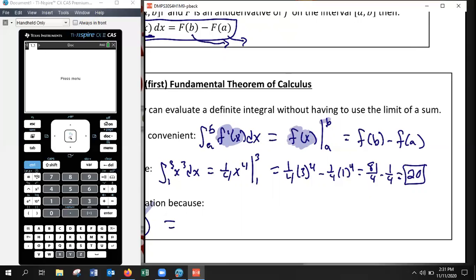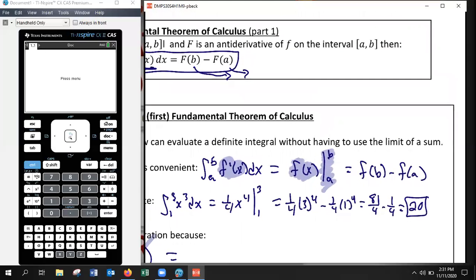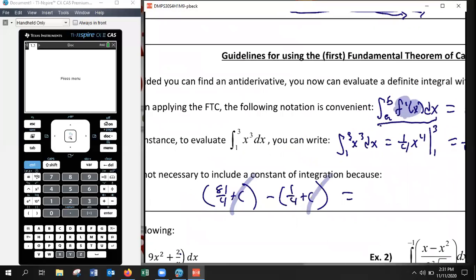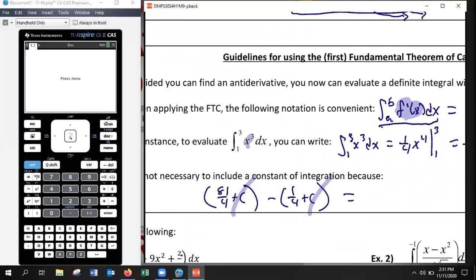And now this notation, we like to use a vertical bar, and sometimes you might even see it written as x equals b and x equals a. So what we're going to say is the definite integral from a to b of f prime of x dx will equal the antiderivative from a to b, meaning we plug in f of b and then subtract f of a.